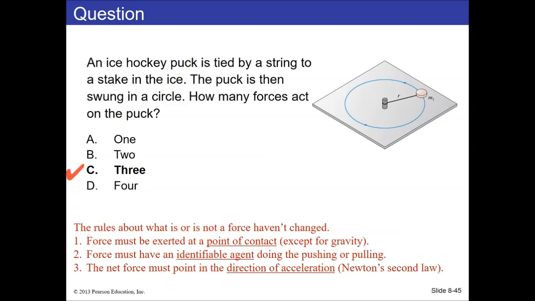Not to say that friction won't show up in these problems. It certainly can, but not in this one. All right, so what do we got here? We got gravity down. That's 1. Normal force up. That's 2. And the tension that's pointed inward. That is 3. All right, so what are the directions there?